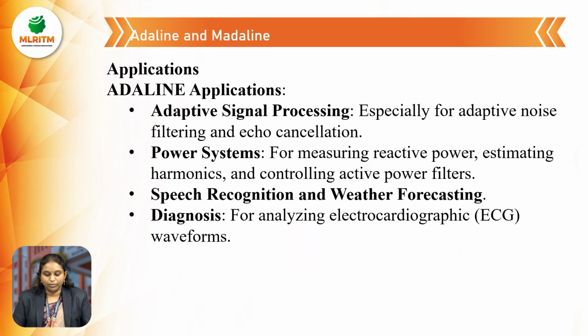This algorithm gives the performance of a sequence of adaptations to correct the output errors. Moving to the applications, we have several applications of ADALINE. Firstly, adaptive signal processing, where it is used for filtering noise and for echo cancellation. The second one is power systems, where it measures reactive power, estimates the harmonics in the power systems, and controls active power filters. Third is speech recognition and weather forecasting.